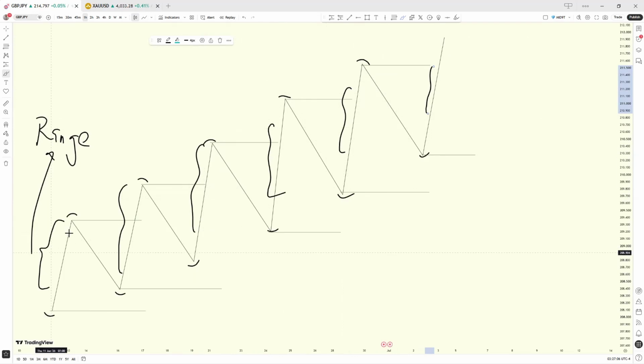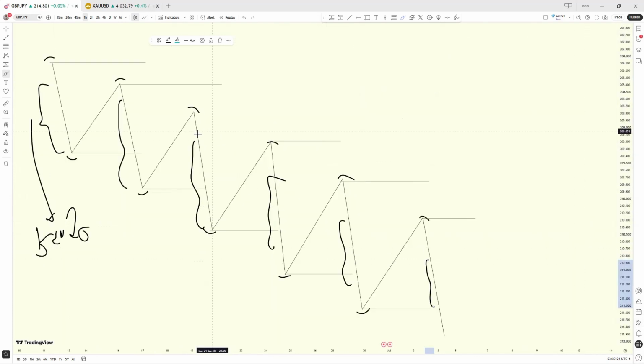Now, don't be confused. This is a range. This is a range. This is a range, right? This distance from the low to the high. Low to the high is a range, low to the high is a range. And the same thing for a bearish market thesis. The same thing: the high to the low to the high to the low is a range.